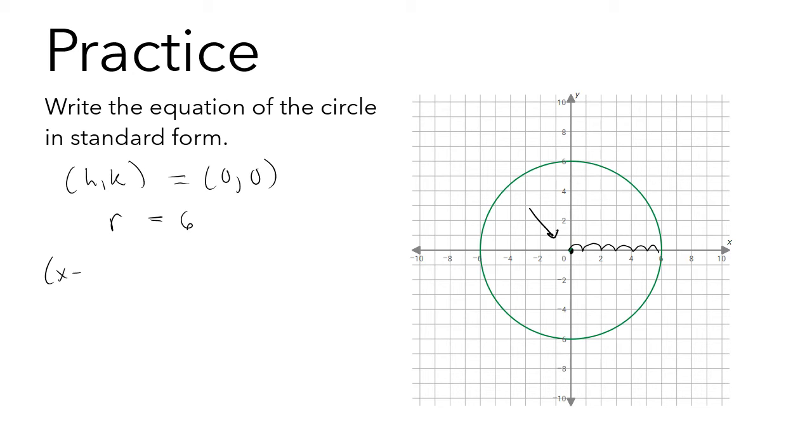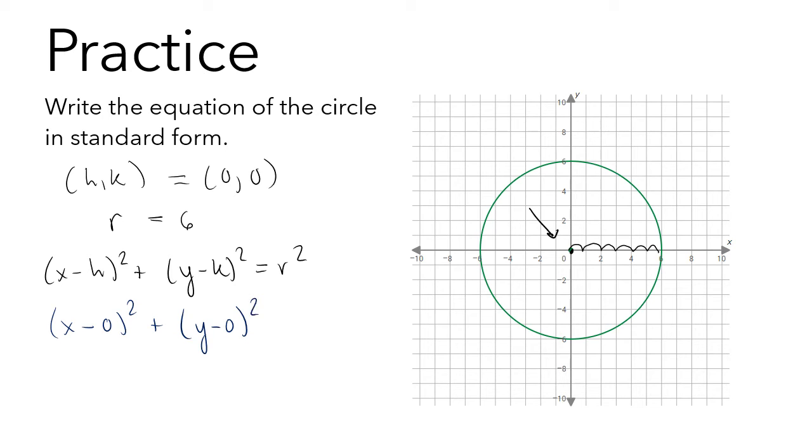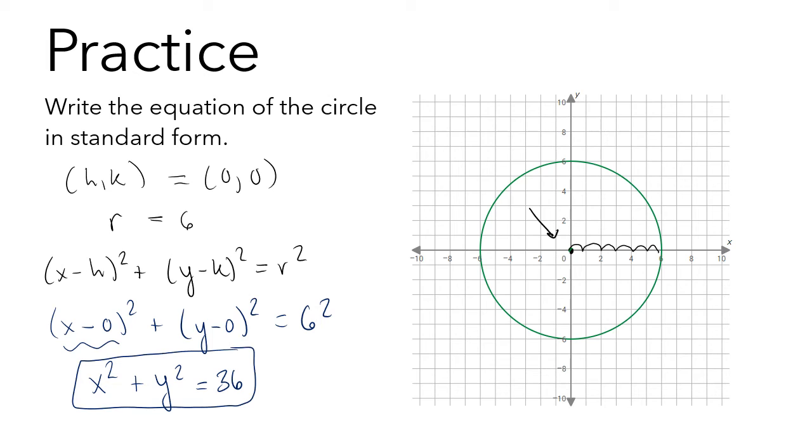Now let's remember the general formula of the circle, and then I'm going to fill in values here. It's going to be (x minus 0) squared plus (y minus 0) squared, with h and k both 0, and r is 6. If I ever have anything minus 0, it simplifies to just the variable squared, because 0 is really nothing. So I get x squared plus y squared equals 6 squared, which is 36. This is a correct equation for my circle graphed on the right.